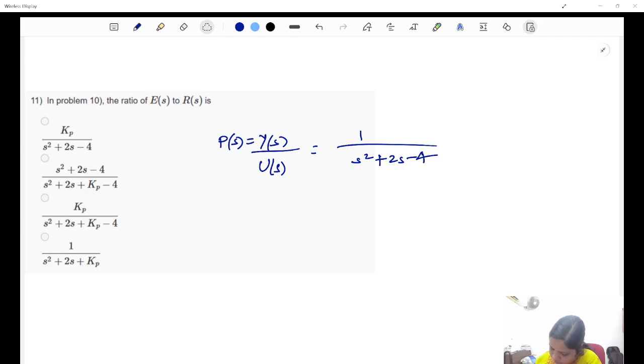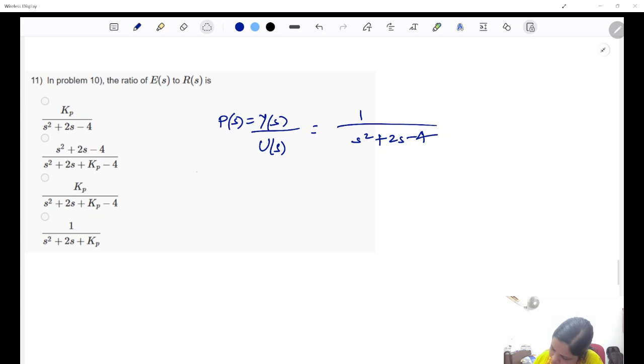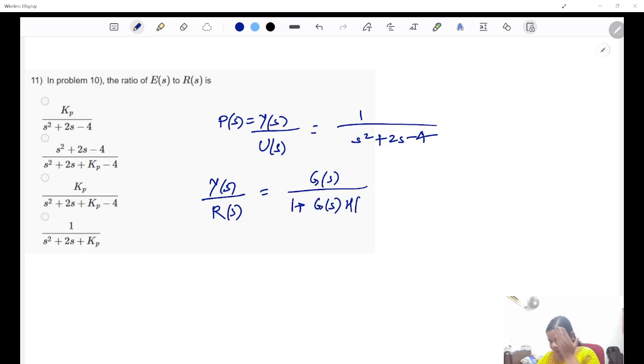ES to RS we already saw in the beginning of the lecture, right? When we resolve YS upon RS, I'll write that step once for you. YS upon RS is GS upon 1 plus GSHS, right? Many times we write this as equal to RS, which is basically the reference input, not the control input. So YS upon RS is GS upon 1 plus GSHS.